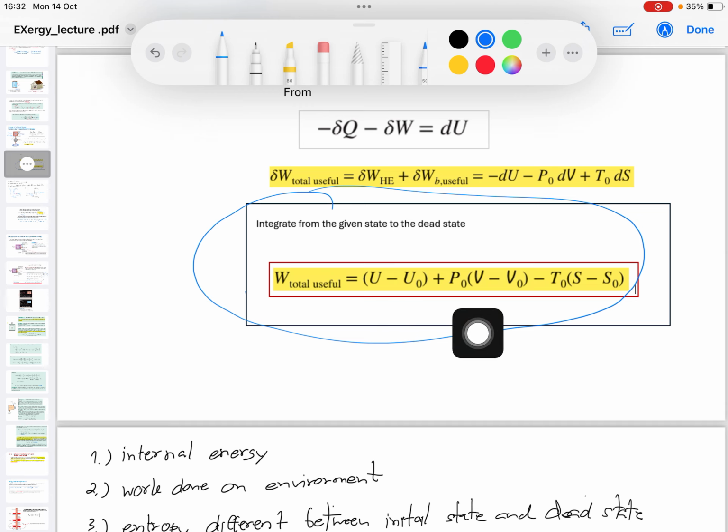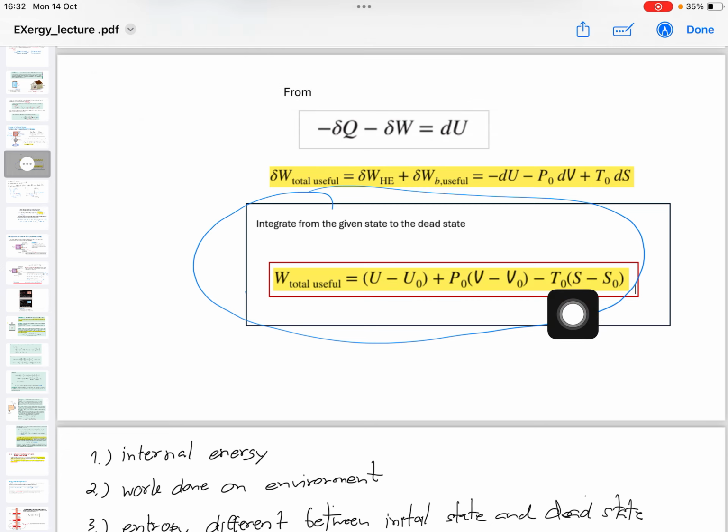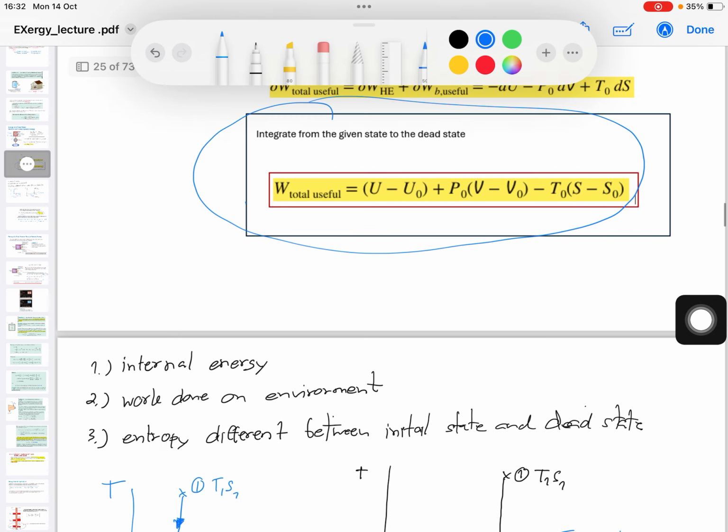Okay, so if the gas reaches P0, T0, then it has the energy of U0. All right, so you can plug in those numbers, and P0 is the atmospheric pressure. Okay, V0 is the final state volume of the gas. V is the initial one. S is the entropy at the initial state. S0 is the entropy at the final state. All right, so easy.